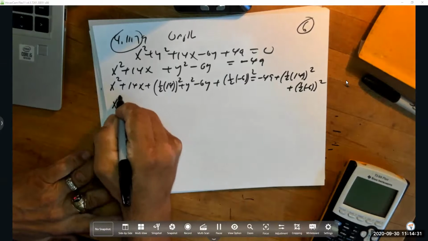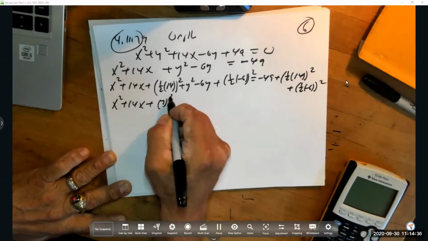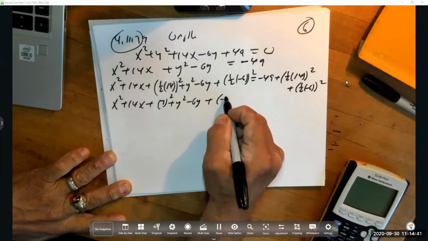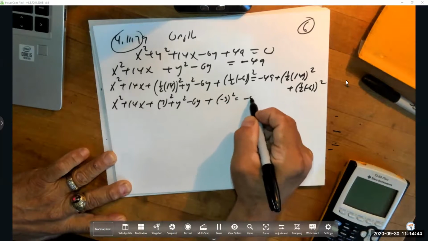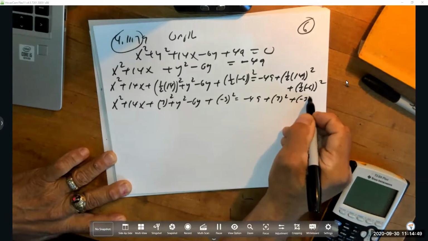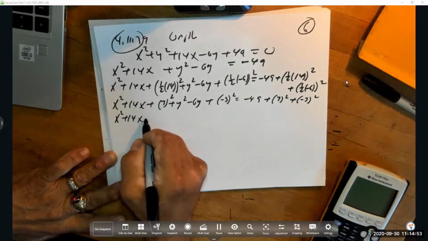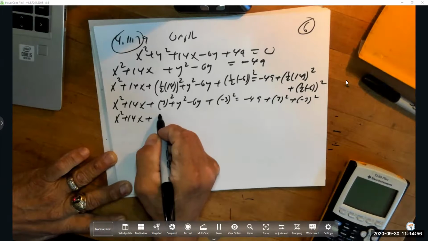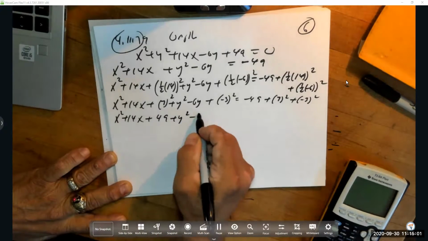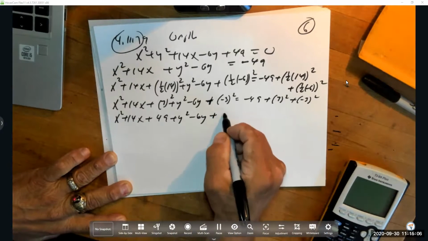We have x squared plus 14x. 1/2 of 14 is 7 squared. And 1/2 of negative 6 is negative 3 squared, equals negative 49 plus 7 squared plus negative 3 squared. So the hard part is, what is 7 times 7? 49. Okay. What's negative 3 times negative 3? 9.